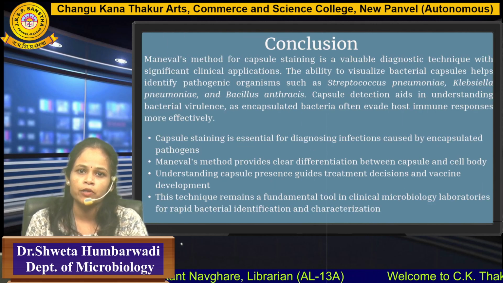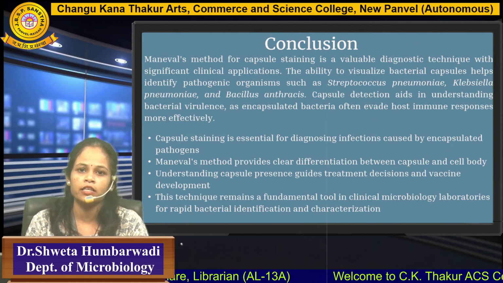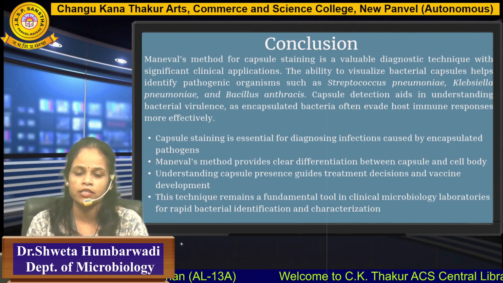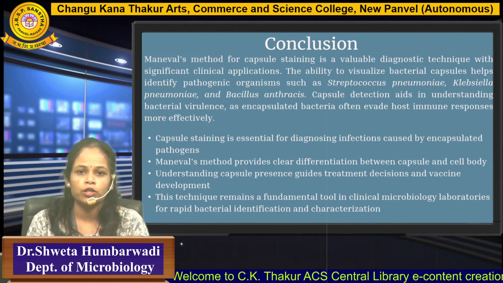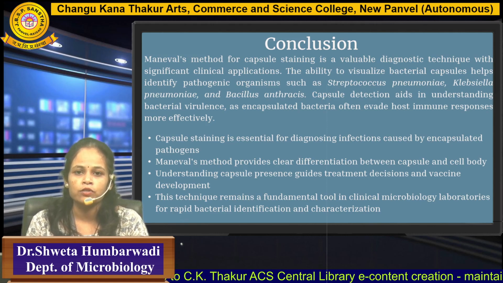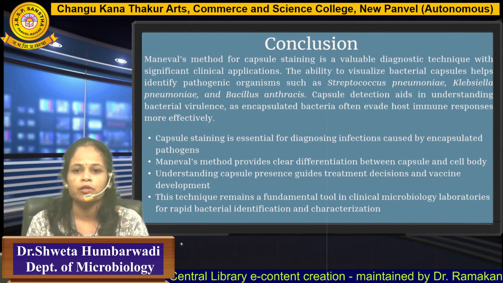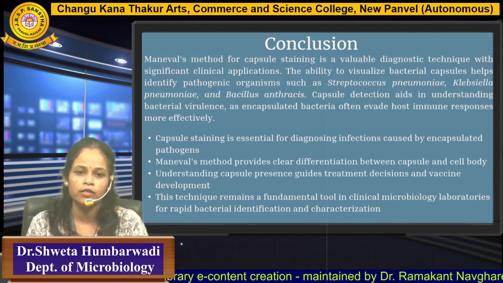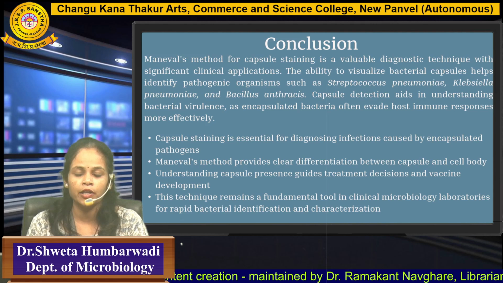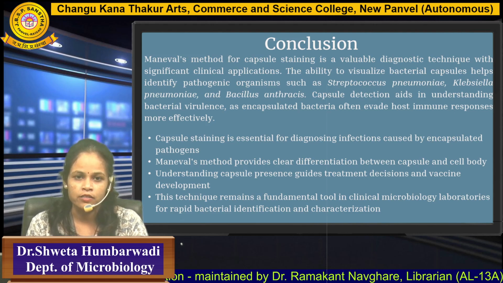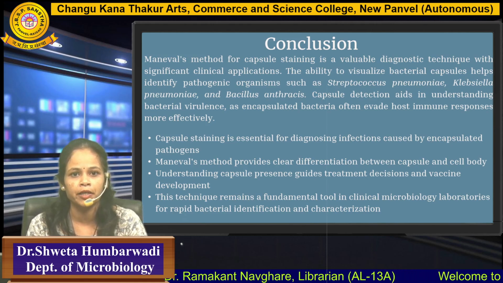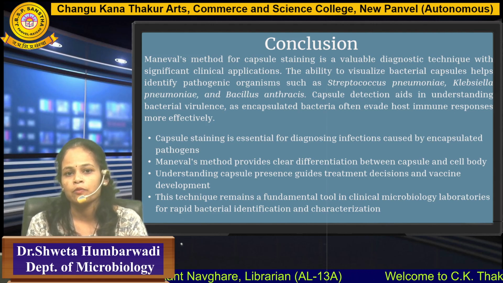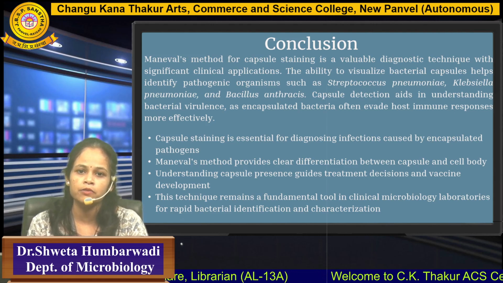What are the conclusions of this capsule staining? Manevel's method for capsule staining is a valuable diagnostic technique with significant clinical applications. Most of the pathogenic bacteria have capsules, which include Streptococcus pneumoniae, Klebsiella pneumoniae, Bacillus anthracis, etc. This capsule detection aids in understanding bacterial virulence. So what is virulence? Virulence is the ability of any organism to cause disease. Organisms which possess a capsule are more pathogenic than non-capsulated organisms. After this capsule staining, we will get an idea about that organism's behavior.